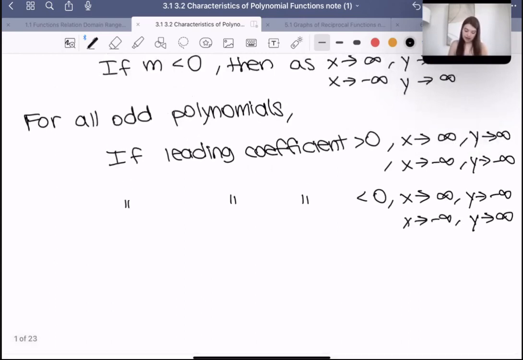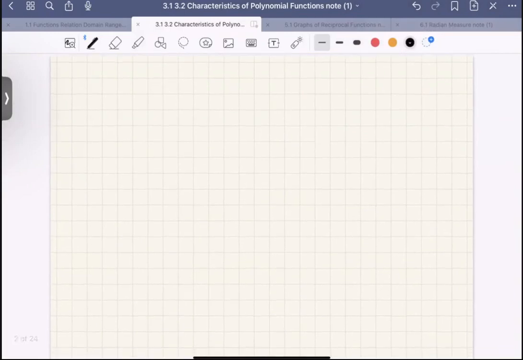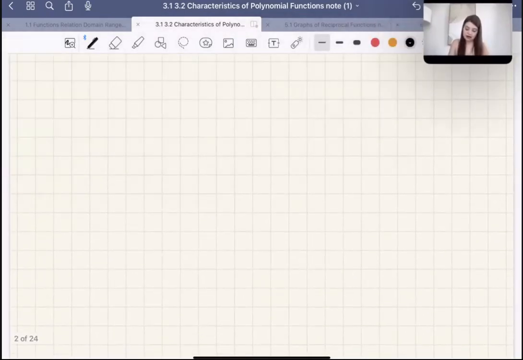Okay, now let's grab a second page because I now want to talk about even degrees. For this one, we're going to first talk about quadratics. Okay, so for quadratics, what do we know?